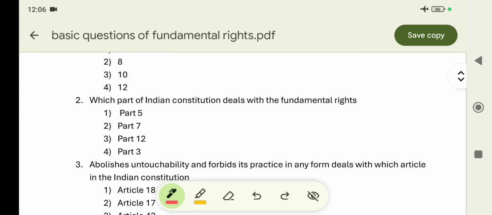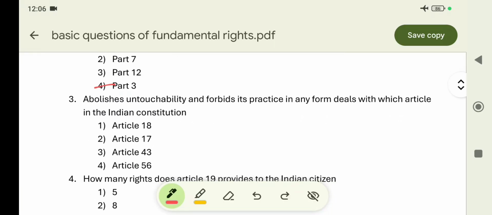Next, second question. Which part of the Indian Constitution deals with the fundamental rights? First option Part 5, second option Part 7, third option Part 12, fourth option Part 3. Part 3 of the Indian Constitution deals with the fundamental rights.